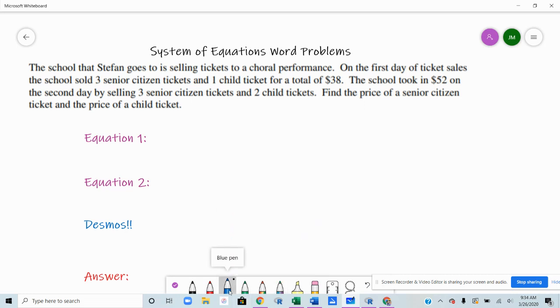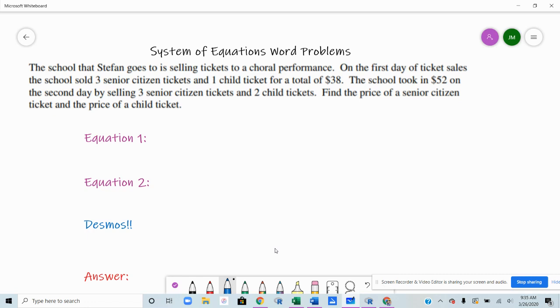So this one says, the school that Stefan goes to is selling tickets to a choral performance. On the first day of ticket sales, the school sold 3 senior citizen tickets and 1 child ticket for a total of $38. The school took in $52 on the second day by selling 3 senior citizen tickets and 2 child tickets. They want you to find the price of a senior citizen ticket and the price of a child ticket.